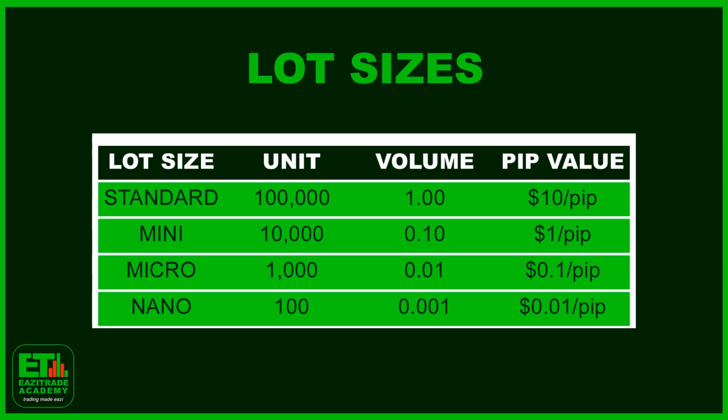$10 per pip for a standard lot. If you are trading with mini and you enter with 0.1, you'll be making $1 per pip. While for a micro, you'll be making $0.1 per pip. And for nano, it will be $0.01 per pip. So moving forward, let's look at a broader explanation on this diagram.